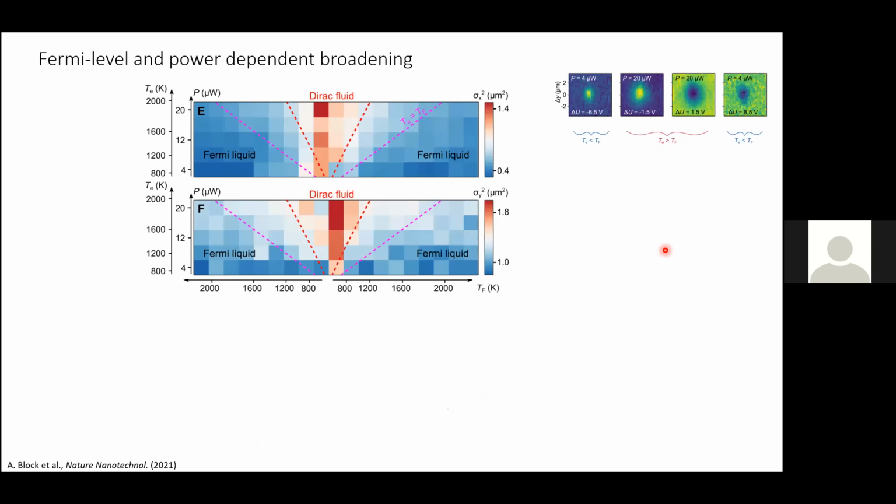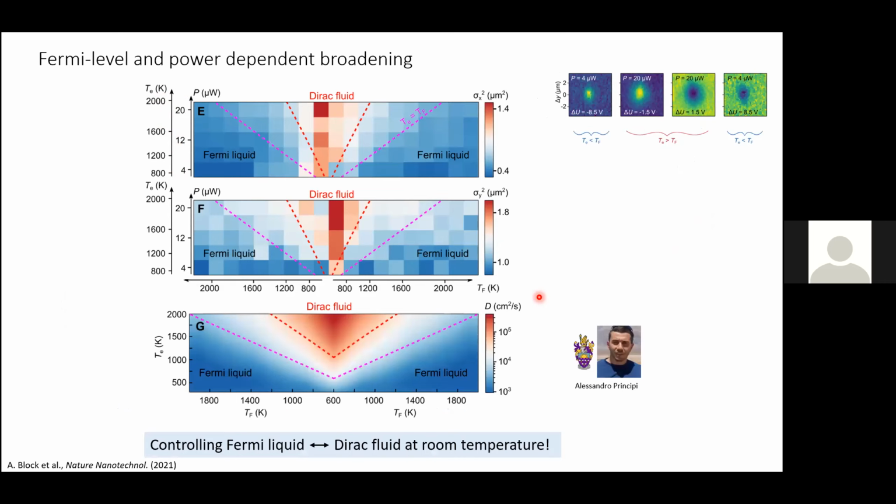So if we do it for a whole range of electron and Fermi temperatures, again by tuning power and voltage, you see that you really get this classical V shape of the Dirac fluid regime. So we performed these calculations with our collaborators, Alessandro Principi in Manchester. And you can really see how the diffusivity goes from the known value of 2000 centimeters squared per second up to over 10 to the 5. So another factor 100 faster diffusivity in this Dirac fluid regime for a sample that's already a record high thermal conductor. And the cool thing here is that you can really control this continuously with your knobs of voltage and laser power.